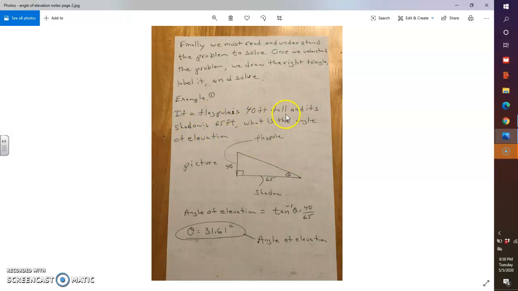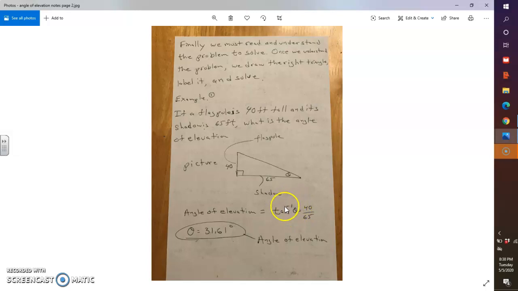If we have a flagpole that's 40 feet tall, well, if I drew a right triangle, this would represent the flagpole, the line going straight up and down. The shadow would obviously be the line on the ground. Okay, so we have a 40-foot tall pole and a 65-foot long shadow, and I want the angle of elevation. Well, as we learned previously in a right triangle, if I want this angle and I'm given the opposite and the adjacent side, I want to use tangent. And when I'm trying to find an angle, we always use the -1, the inverse tangent button.